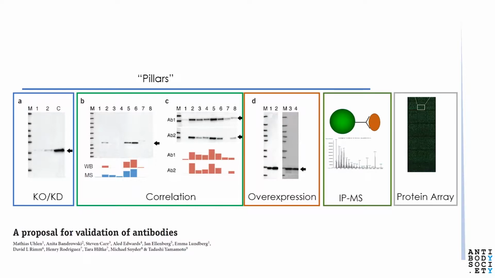Among the methods were knockout, correlation, overexpression, and immunoprecipitation-mass spectrometry. I will go through each one of these and point to strengths and weaknesses, and I will also speak about protein arrays, which were not included among the pillars, but which have been reported more lately to be very good tools to identify monospecific antibodies.